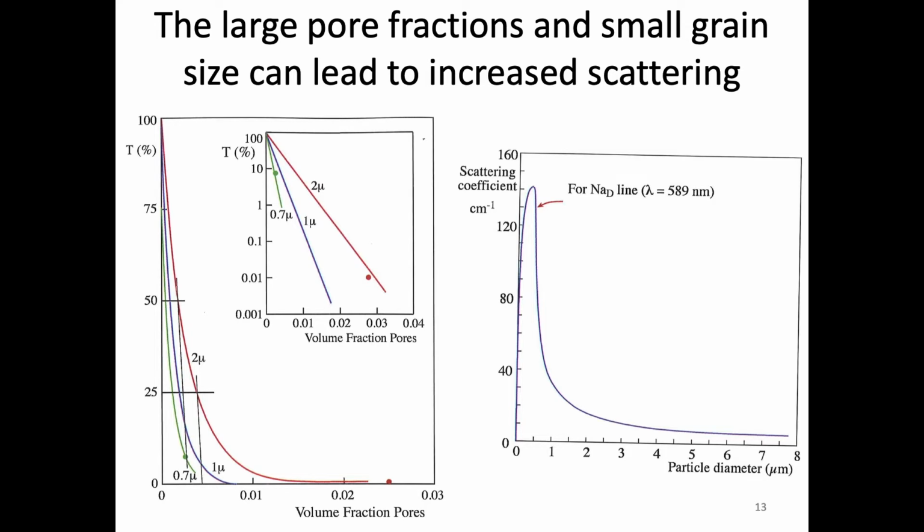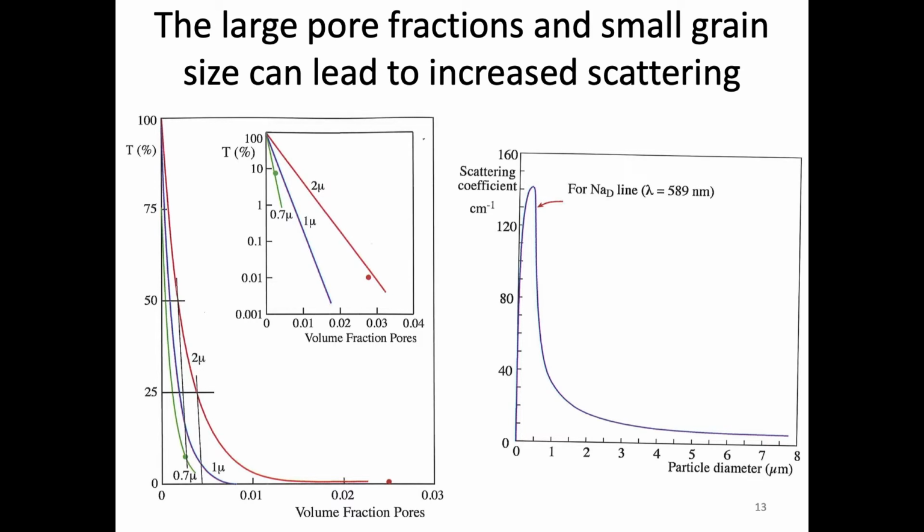Okay, so this basically shows us the transmission. Basically 100% means that it's completely transparent, and then 0 is the opposite, as a function of pores. And so we see that, again, this is 3% by volume of pores, and we basically have no transmission. So very small amounts, right? We're talking less than 1% can cause these variations.